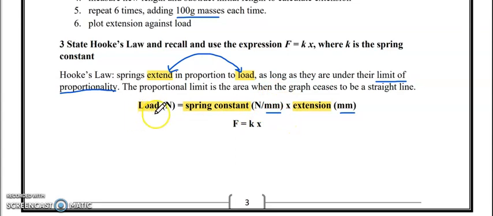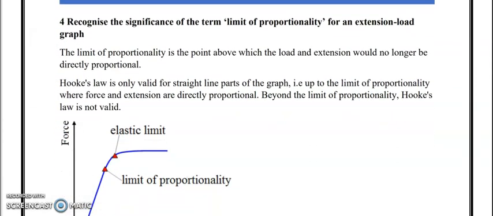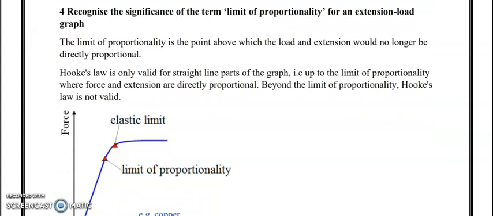So the load is F. It's a force, measured in newtons. The spring constant is k, and the extension is x. You need to remember this. Now, the next thing we want to look at is objective number 4. You are expected to recognize the significance of the term limit of proportionality for an extension load graph.